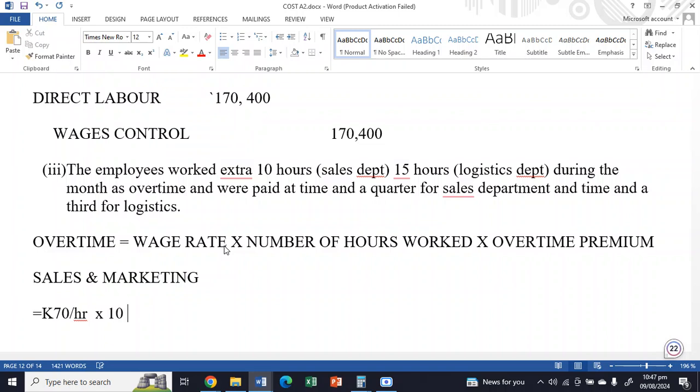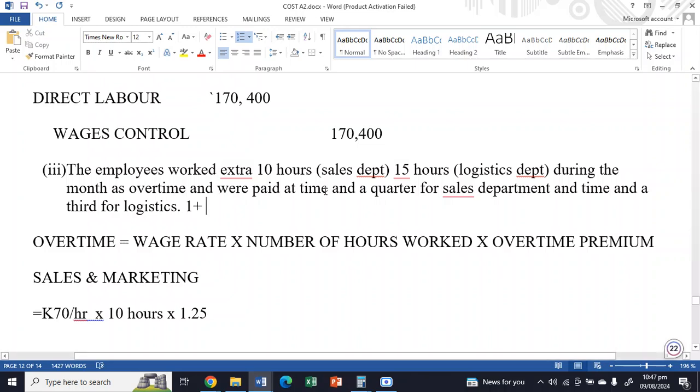Overtime, 10 hours. The overtime premium is said to be time and a quarter. So a quarter is 0.25. 0.25 plus 1, that is 1.25. Right? Whenever they say time and a quarter, what you're just going to do is add 1 plus the fraction.